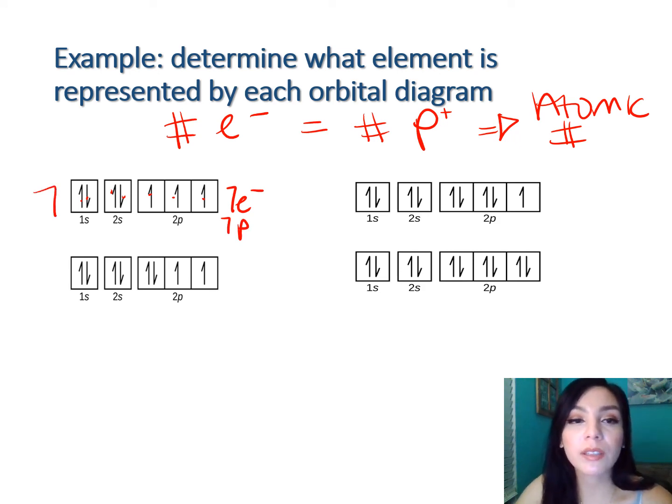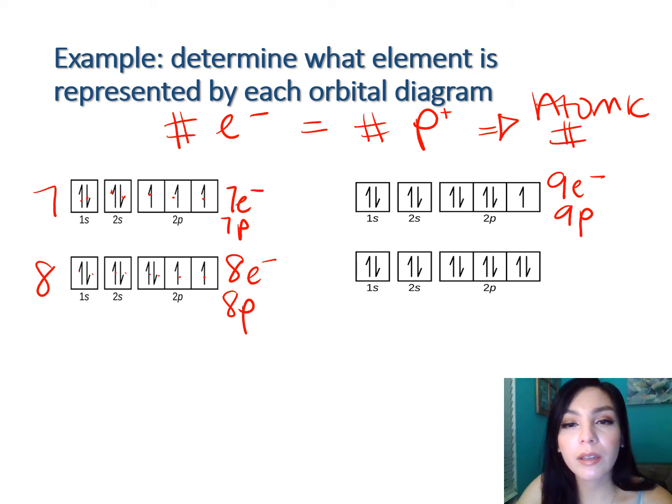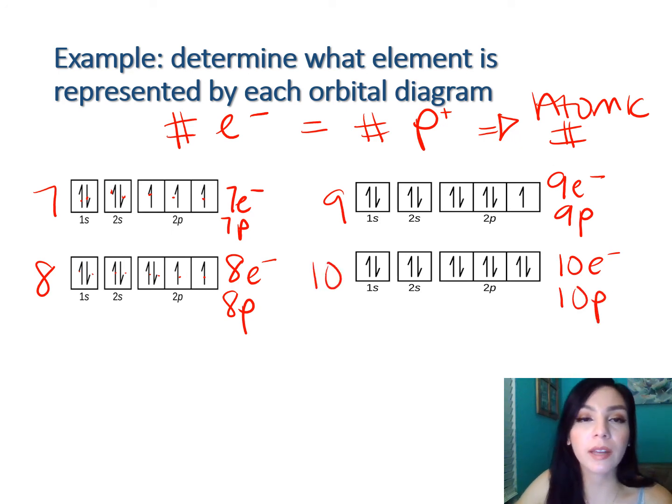And I'll just write it on the side. Here we have 1, 2, 3, 4, 5, 6, 7, 8 electrons. So that means 8 protons. Atomic number is 8. And then here we have, this is just increasing, 9 protons, so 9. And then we have 10 electrons, 10 protons, so the atomic number is 10.